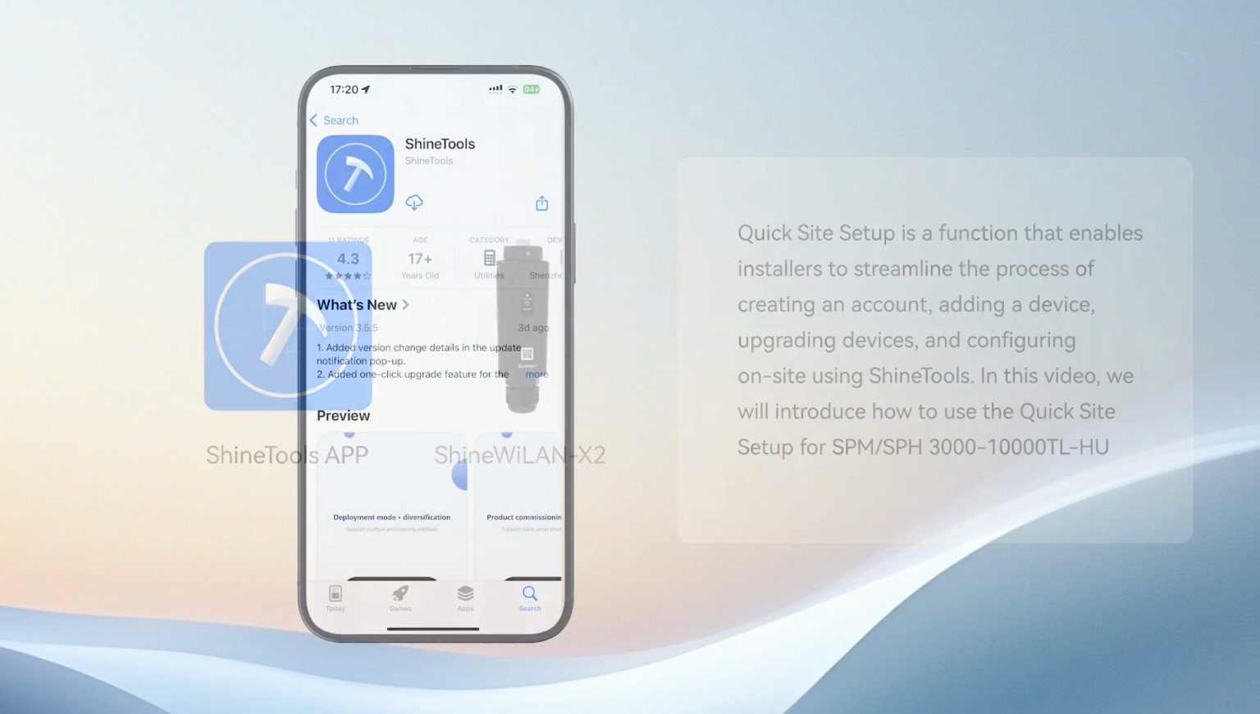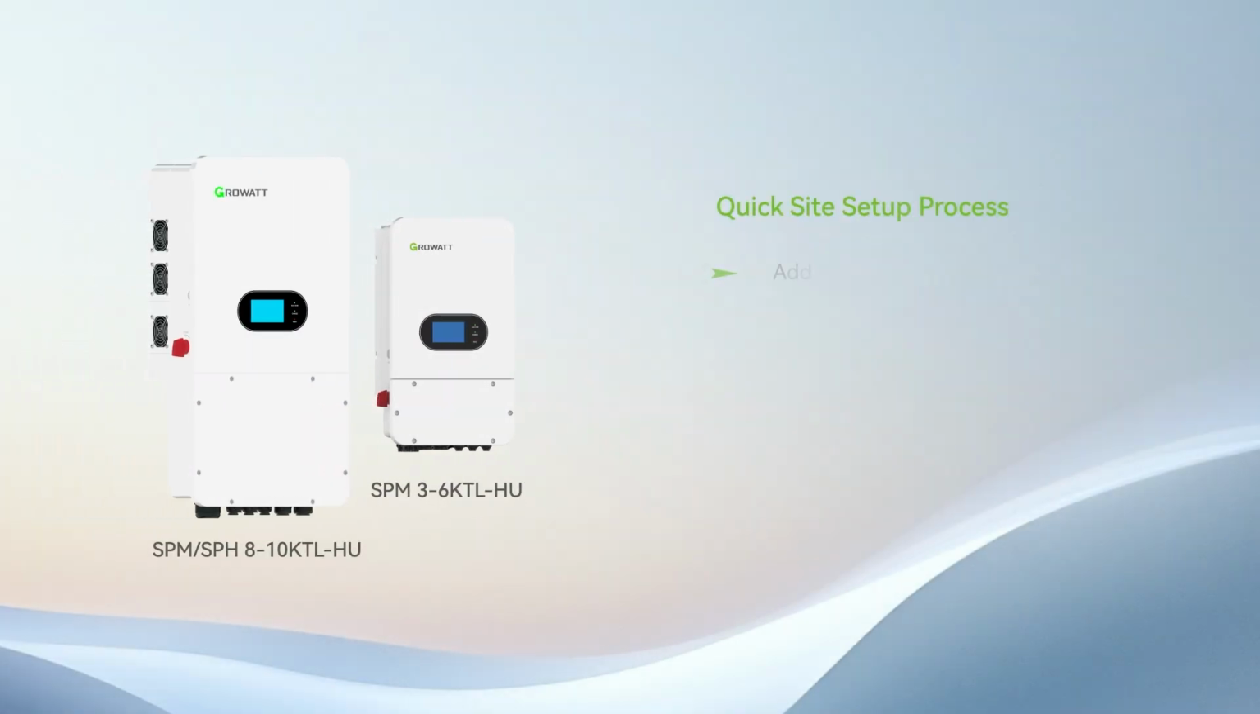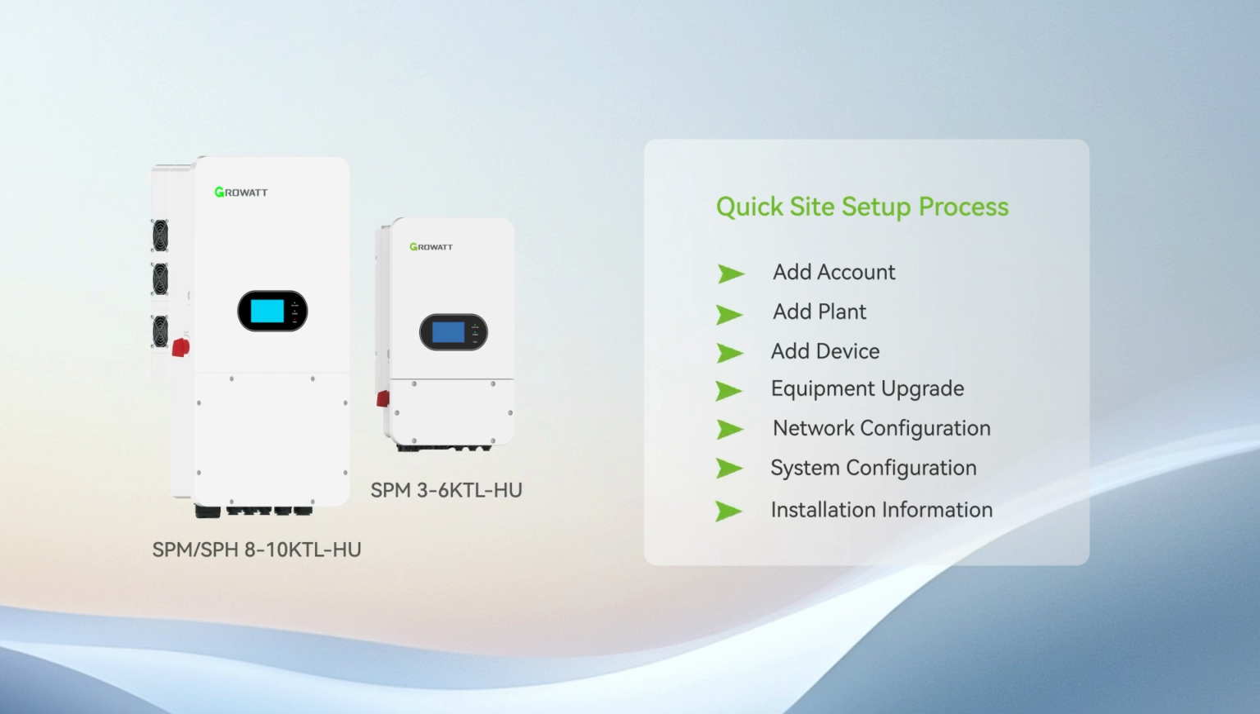10000TL-HU. Please download the latest ShineTools from the App Store. Make sure that the ShineTools version is version 3.5.5 or above. Add account, add plant, add device, equipment upgrade, network configuration, system configuration, installation information.